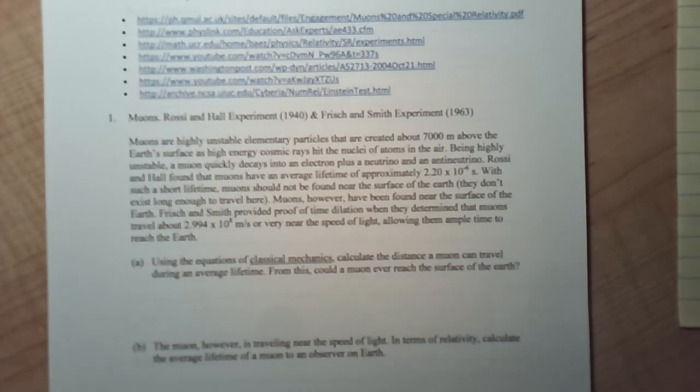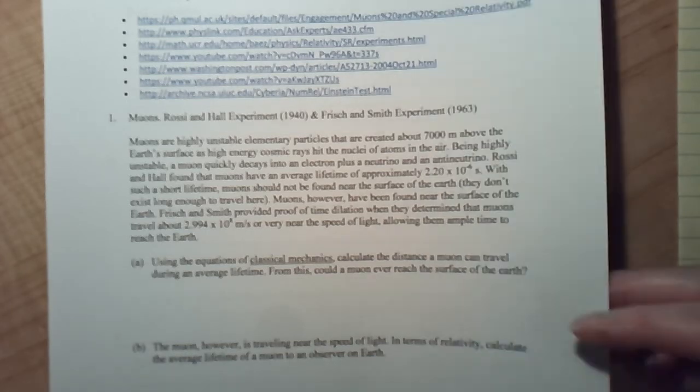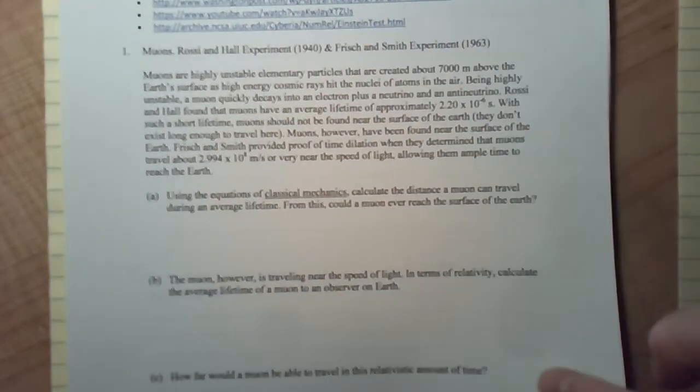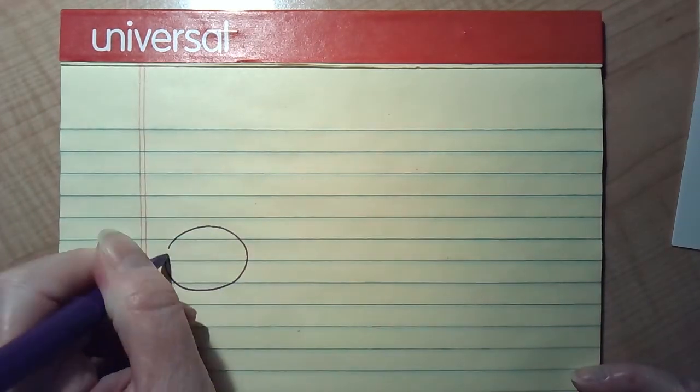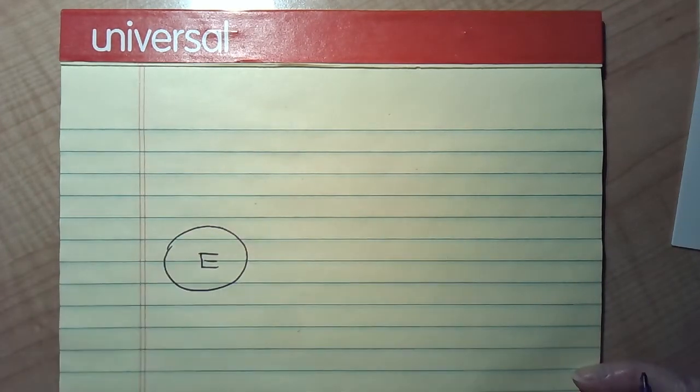With such a short lifetime, muons should not be found near the surface of the Earth because they wouldn't have time to get there. But muons, however, have been found near the surface of the Earth. And a later experiment by Frisch and Smith found that muons actually travel near the speed of light, which would give them enough time to reach the Earth because they travel at relativistic speeds.